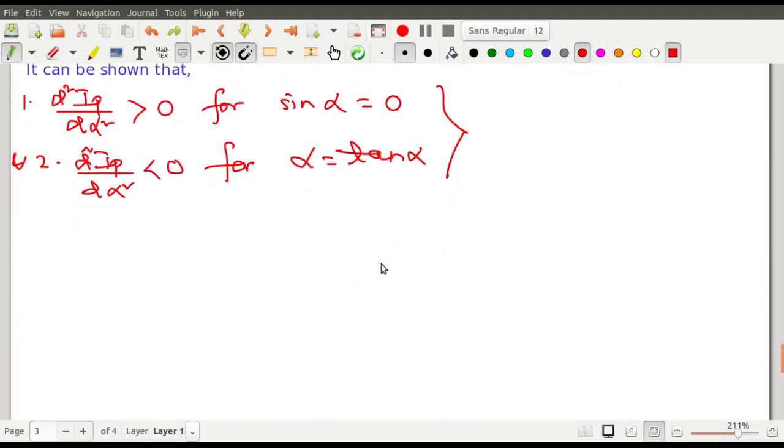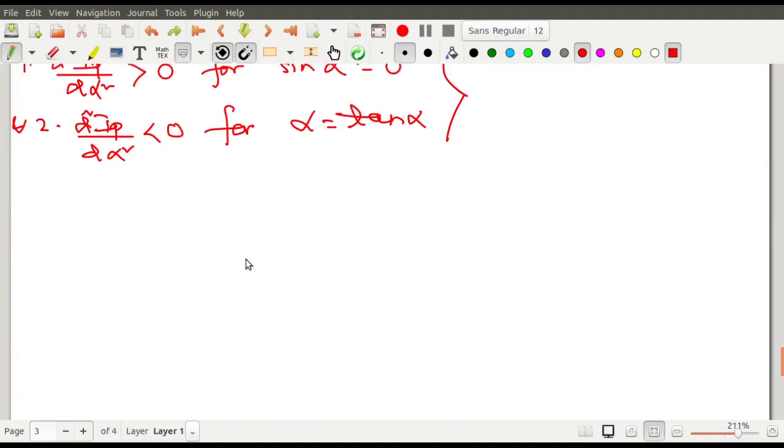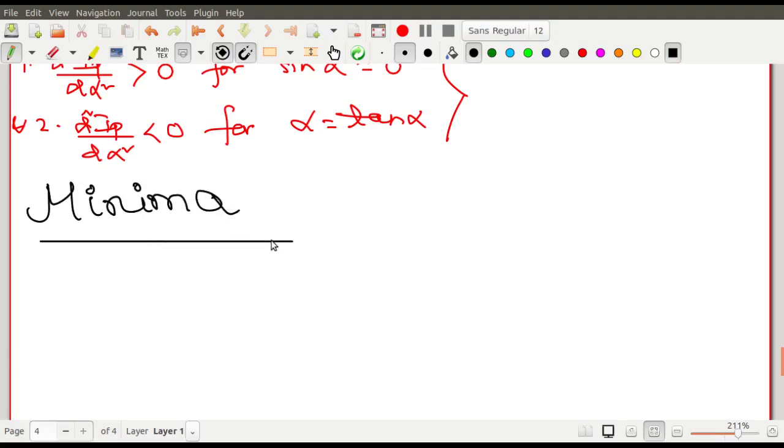So rather, what we will do from here is, for minima, first of all I will be discussing the minima and then I will be discussing the maxima. So let us discuss the minima. Minima. So what are my minima points?